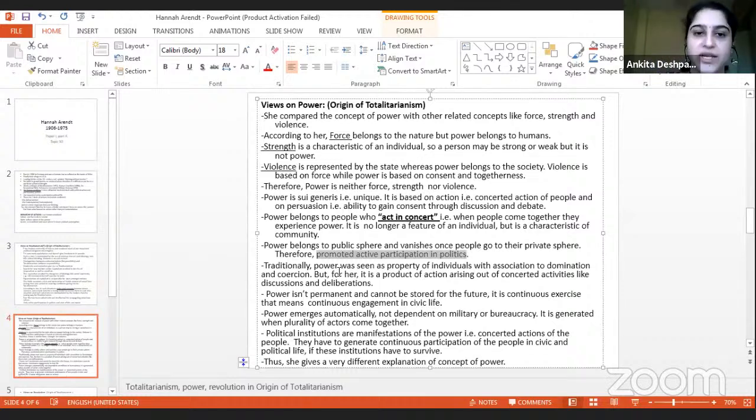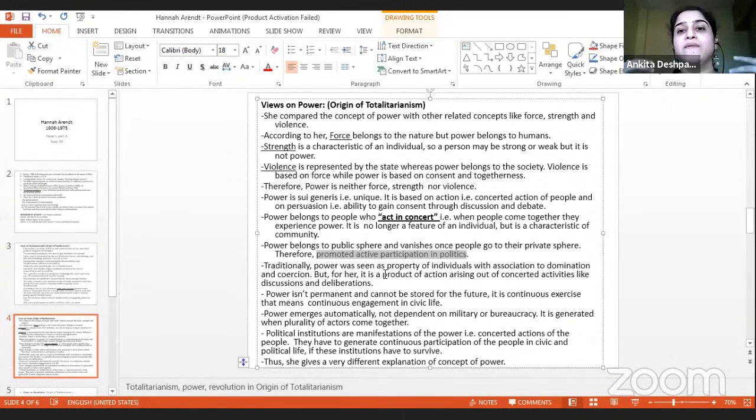Traditionally, meaning generally, power is seen as a property of individuals with association to domination or coercion. Generally, what is power? Generally, not Hannah Arendt's concept of power. Hannah Arendt says we're acting in concert. When you act in concert together, that is power. You go back to your public life, become independent, power vanishes.